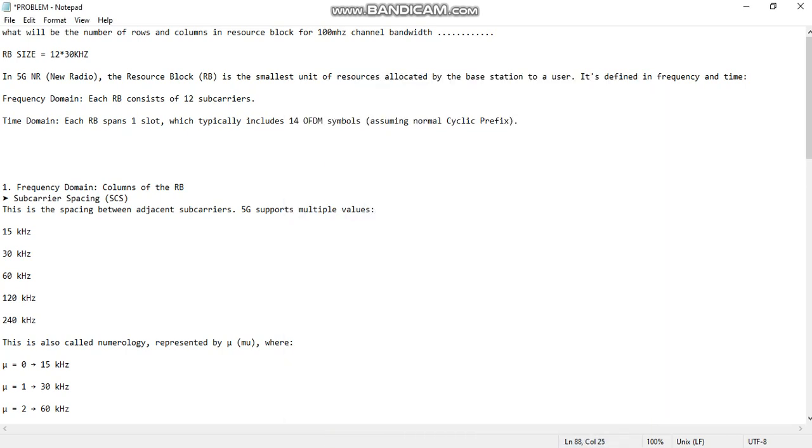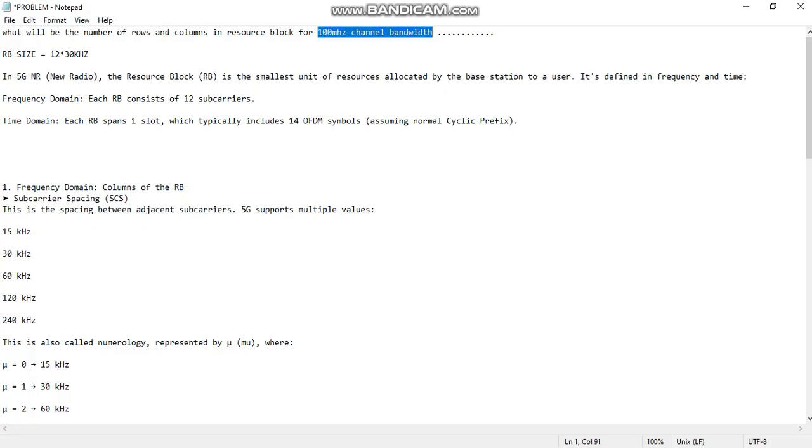So the problem goes like this: what will be the number of rows and columns in the resource block for 100 megahertz channel bandwidth? So in 100 megahertz channel bandwidth, how many rows and columns are there?